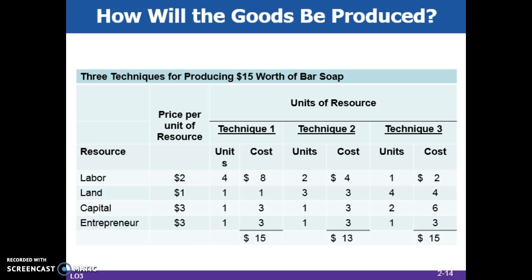In this example, there are 3 different techniques that a firm might use for producing a bar of soap. The market price of that soap is $15, and if they charged more than that, nobody would buy their soap, and the firm would go out of business. It's obvious in this simplified example that Technique 2 would be their best option. We know this because total revenue, which is $15, minus total cost, which is $13, equals economic profit of $2.